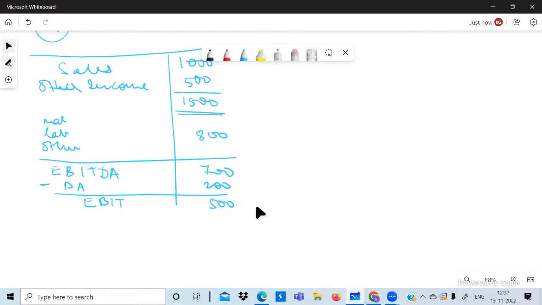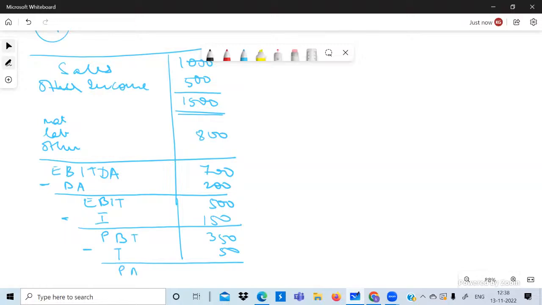From this, the company will reduce interest. So let's say interest is 150. What they'll get is profit before tax. So that is 350. Then they'll pay tax to the government. Let's say that is 50 rupees. And finally, what they get is profit after tax of 300. So this profit of 300 will go to the reserves and surplus, and it belongs to the shareholders.